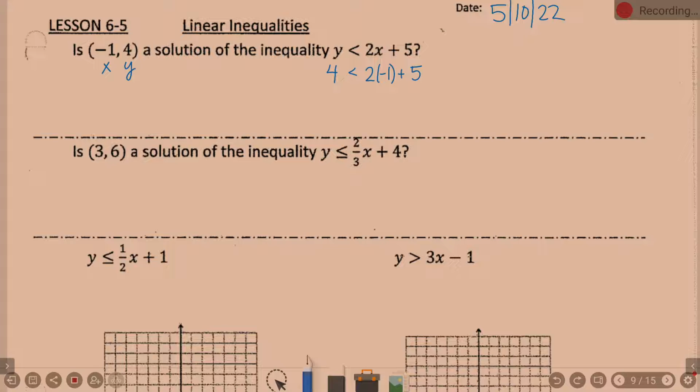So the left is just 4, because y is 4. And then, okay, do some math. 2 times -1 is -2. And then it becomes -2 plus 5, which is 3. -2 plus 5 is 3. So I now have the statement for that symbol there as something to 3.